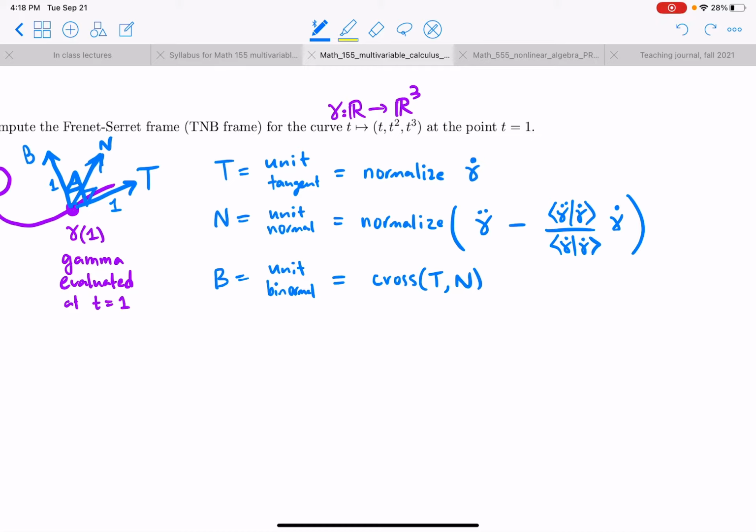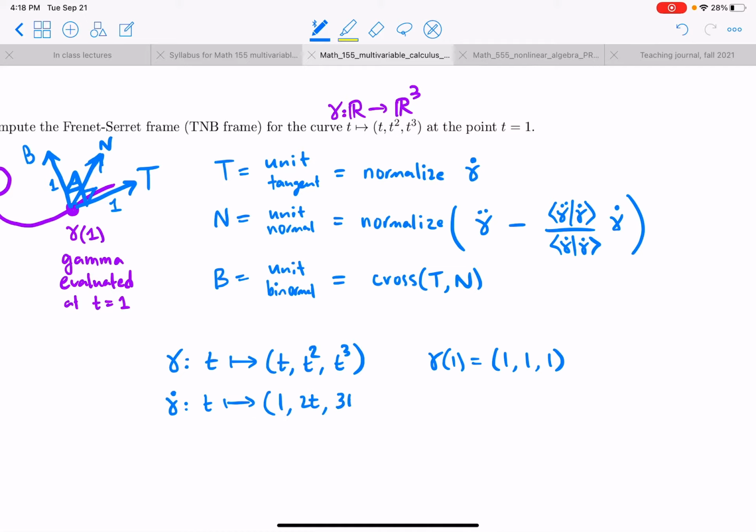So first I'll just redraw my curve. T maps to t, t squared, t to the third. And so what's gamma of 1? Well, I just plug in t equals 1, and I get that point. So that's like here. It's the point gamma of 1. It's where we are. Gamma dot is the velocity. It sends t to 1, 2t, 3t squared. Okay, and the velocity at time 1 means we plug in t equals 1, and we get that vector.